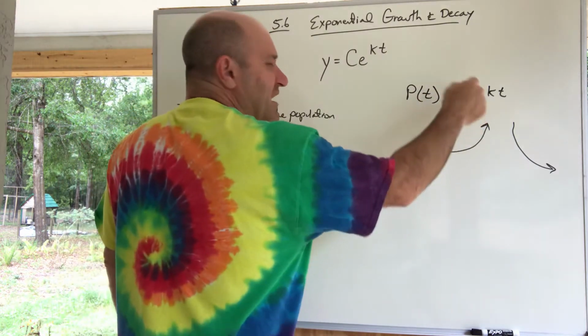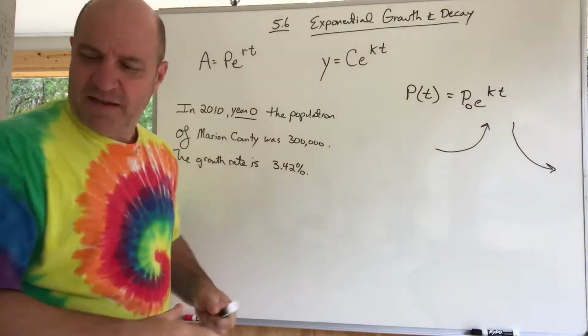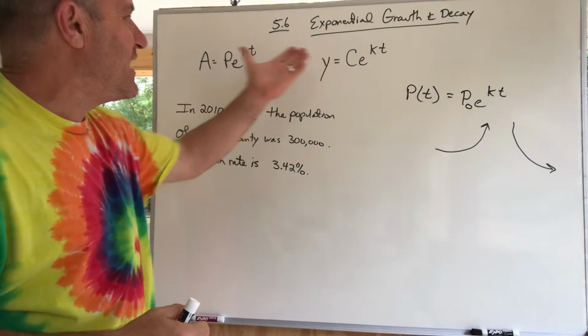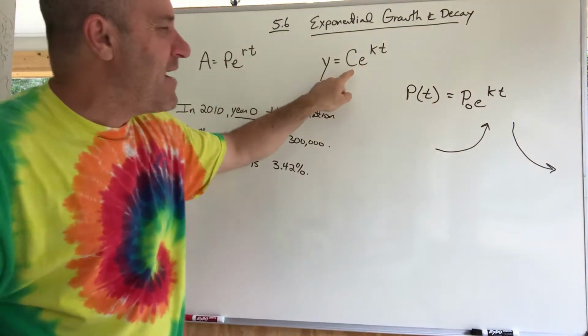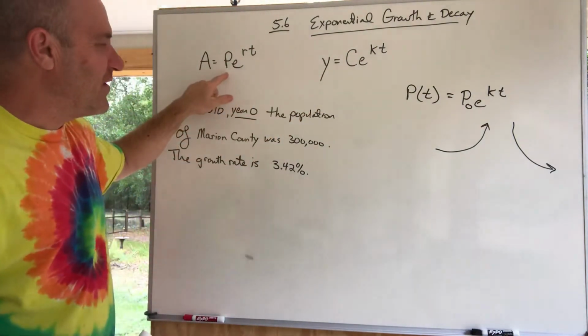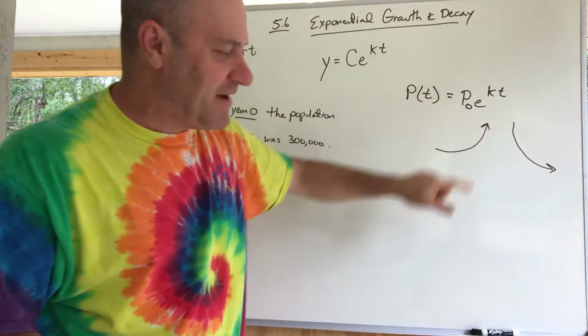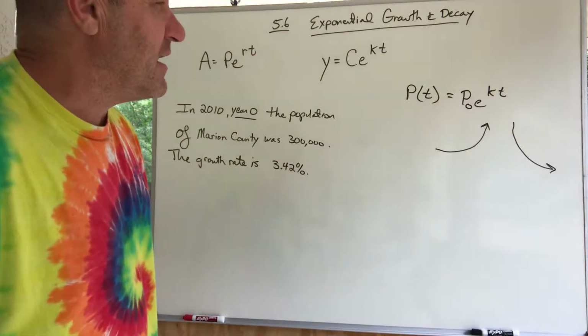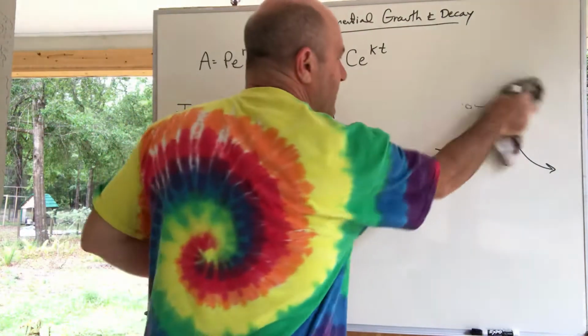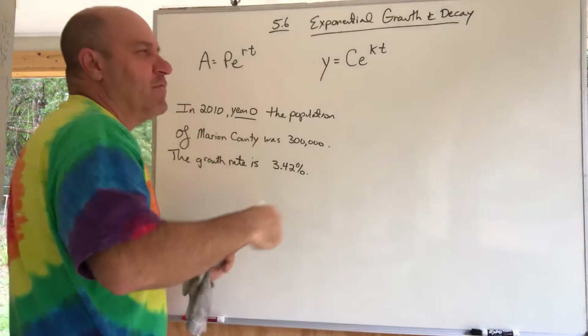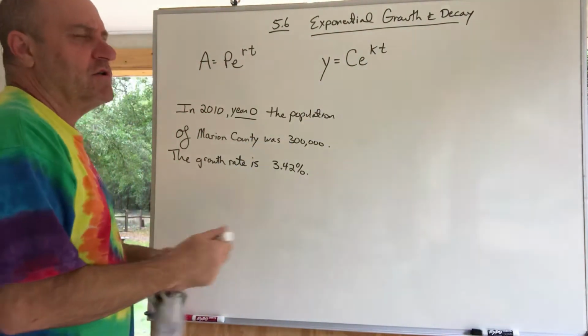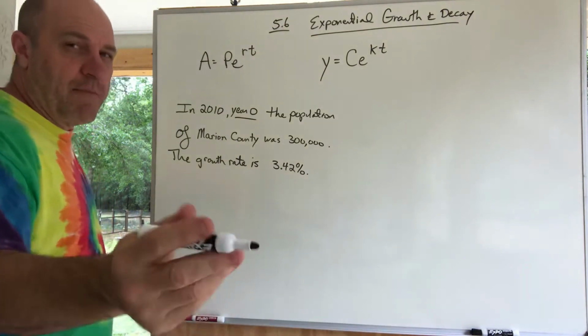So like I said, they use a lot of different letters, but it's the same formula. I hope you understand that. This is the starting amount of money. This is the starting population. So it's the same formula. And in calculus, we use this quite a bit. So here's a little problem I made up for you.